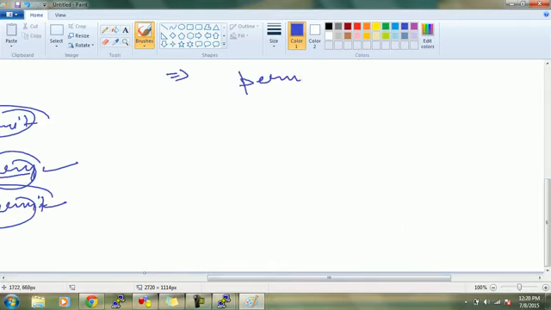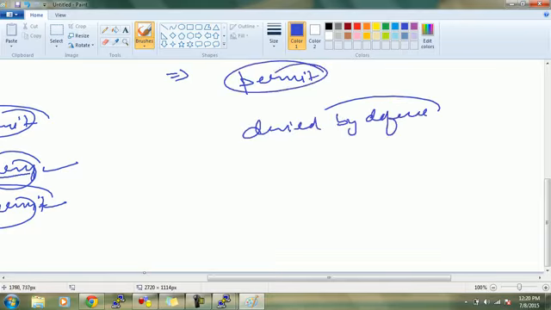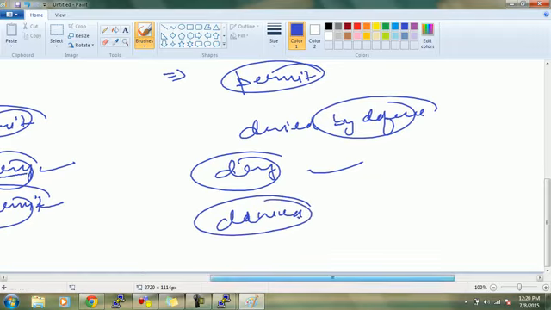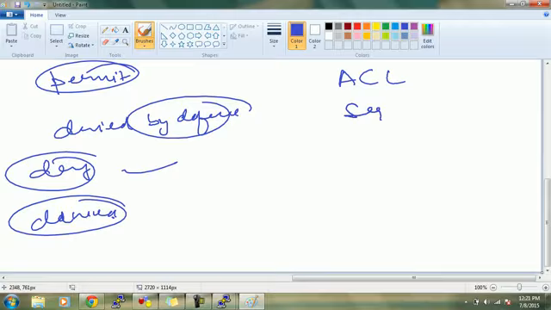So, if I permit something, every other thing will be denied by default. Agree? If I deny something, then also every other thing will be denied. So ACL will work on a sequence. Sequence means when you create an ACL, you will be configuring statements in the ACL, different statements. ACL will check all statements step by step.